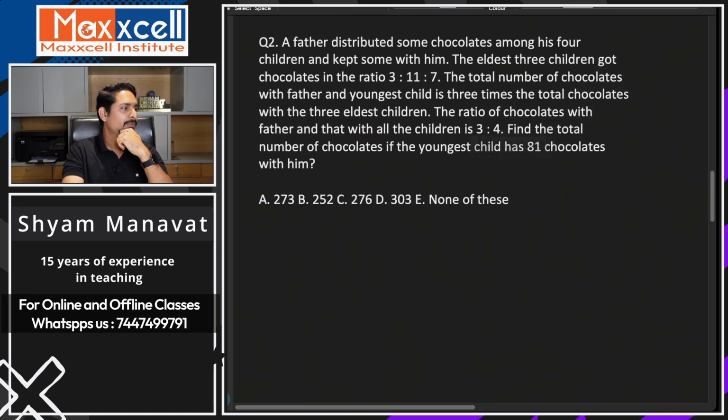Question number 2. Let's solve this. A father distributed some chocolates amongst his 4 children, and kept some with him. So he has got 4 children. The eldest 3 children got chocolates in the ratio 3, 11, 7. Now here I am feeling like assuming some variables just to make the presentation good. So let's say the 4 children are A, B, C and D. The first 3 are the eldest 3.